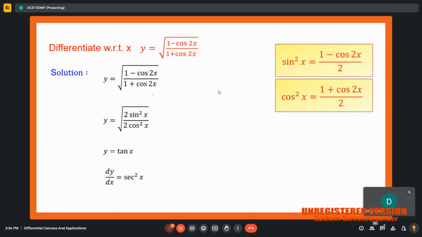Therefore, the differentiation of y is equal to square root of 1 minus cos 2x divided by 1 plus cos 2x is nothing but secant square x. Okay, is this problem clear? All of you followed? Any doubt is there?